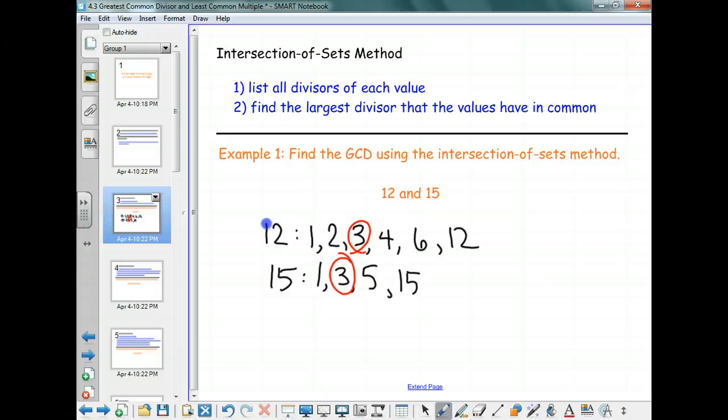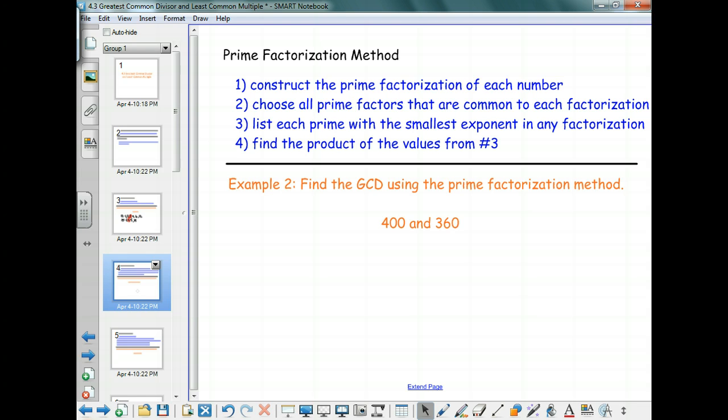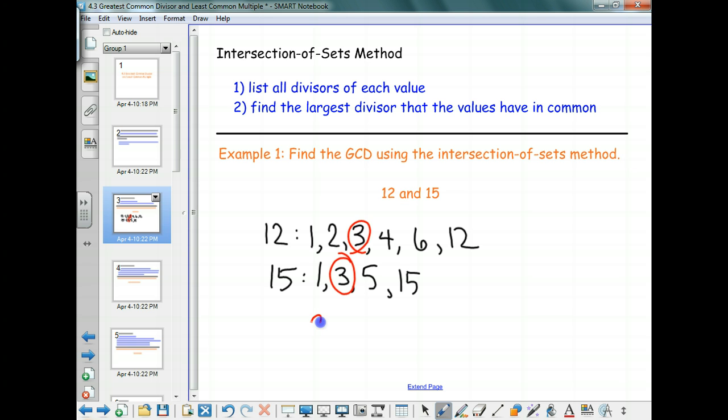Okay. This is intersection of sets. All right, so I should have written down the answer. Let me do that. So the greatest common divisor, or you could say GCD or GCF, is 3.